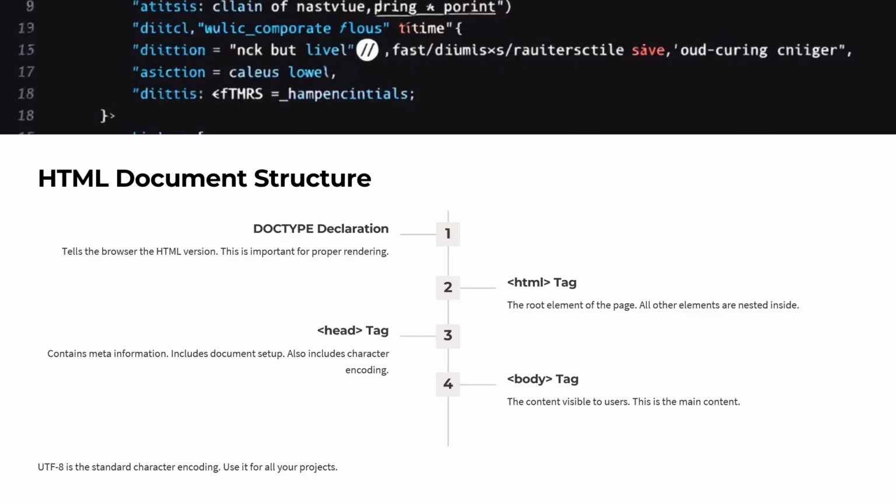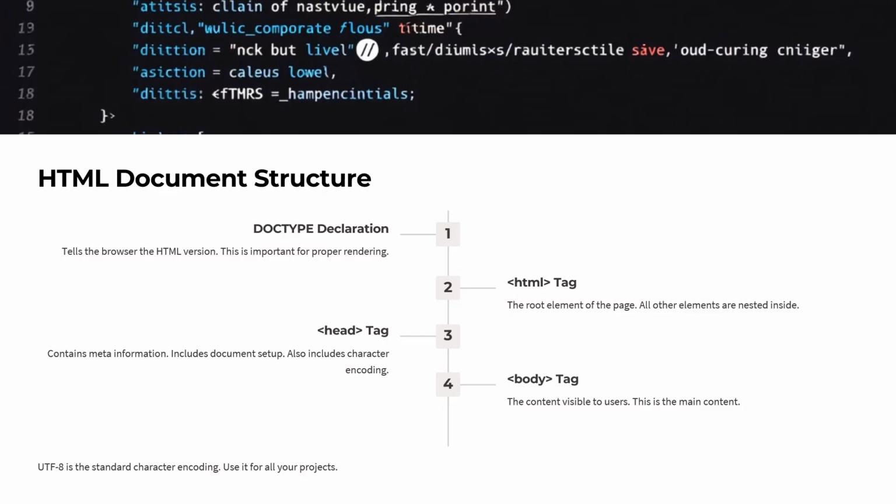Within the HTML tag, the head tag contains essential meta information about the document. This includes the title of the page, character encoding, and links to style sheets or scripts. The head section does not display content directly to users, but plays a crucial role in setting up the document correctly.